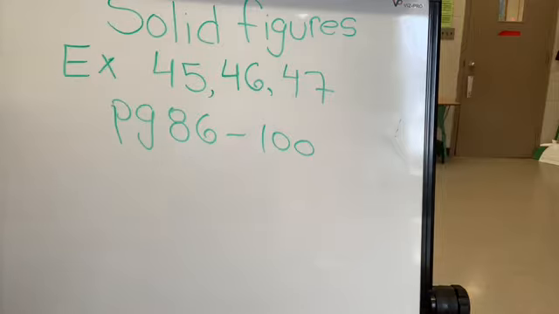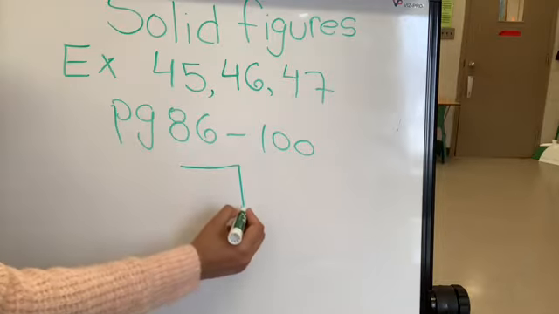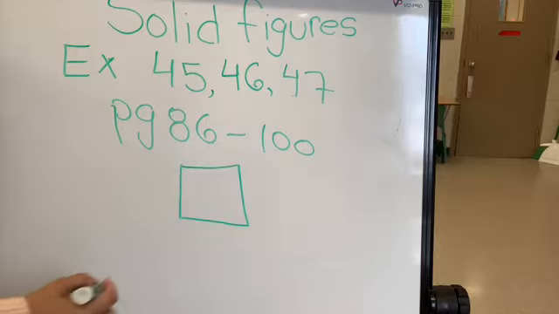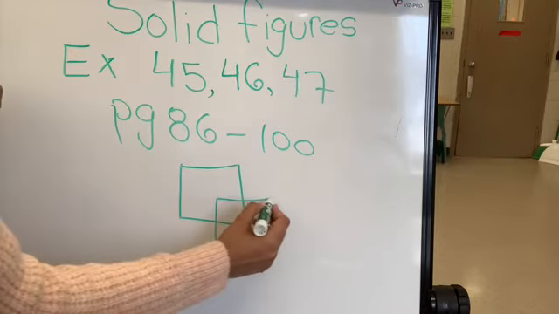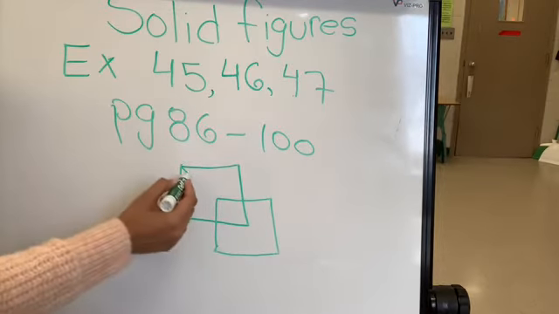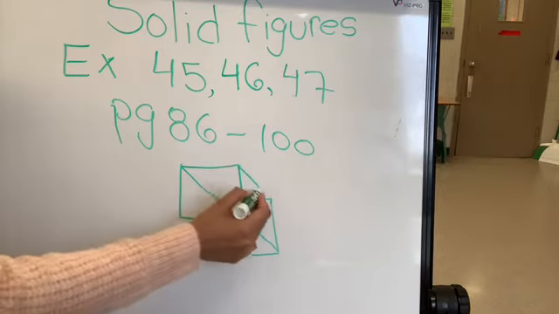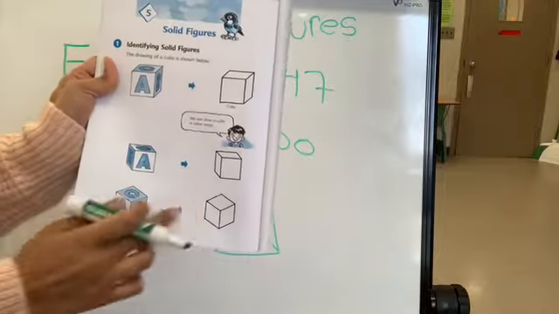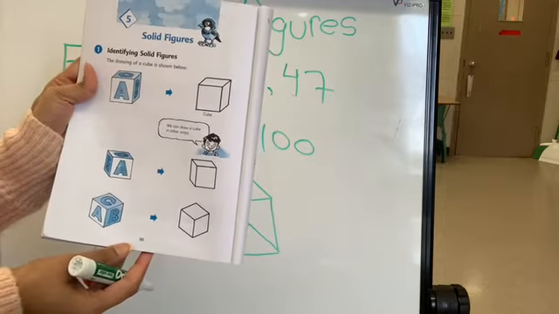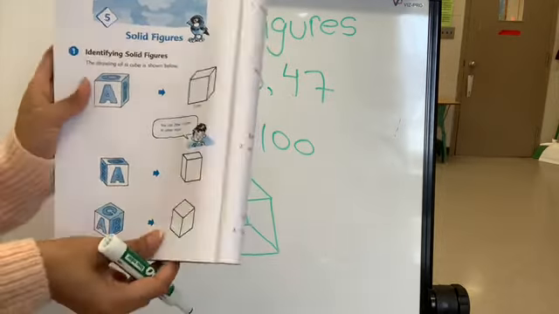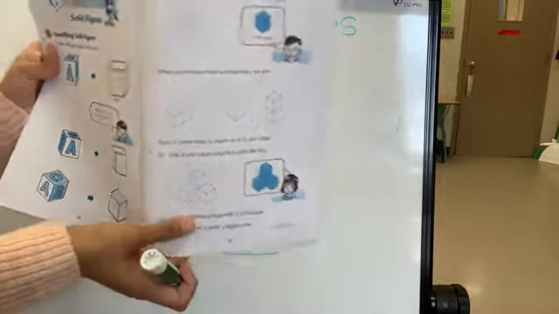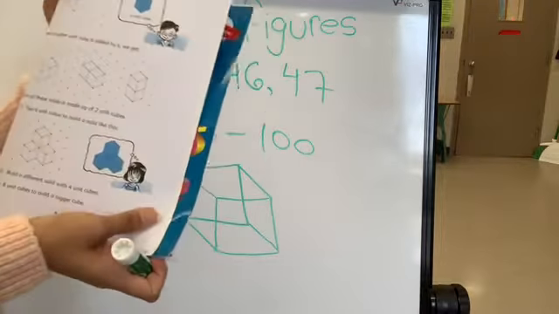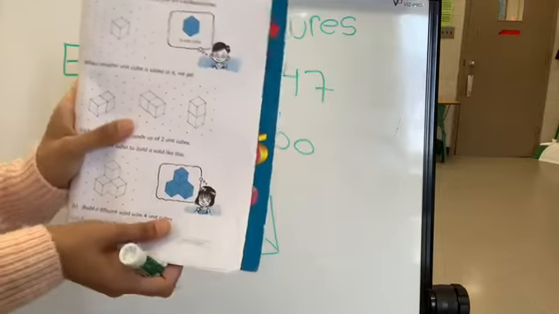For example, I can draw a square. I always learned it this way. I would draw one square, and then I would draw another square, and I would connect the lines. This makes it look like a 3-dimensional, right? A 3-dimensional square. So that's how they're showing us that we can draw our solid figures, we can draw cubes in different ways. Now let's look at page 87, because this is going to help you in your exercise 45.